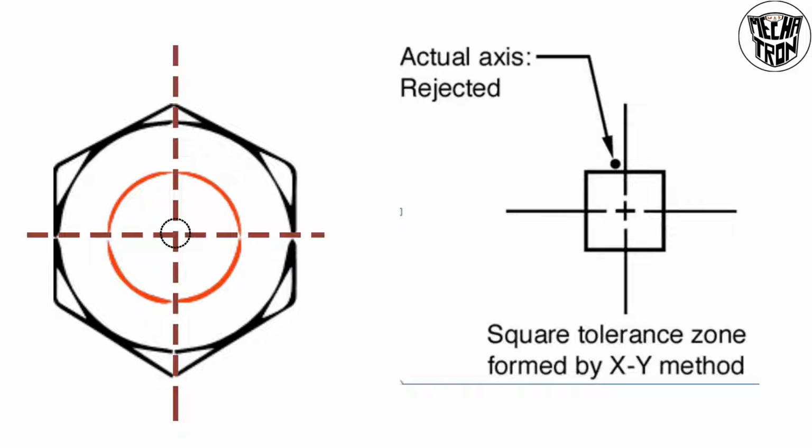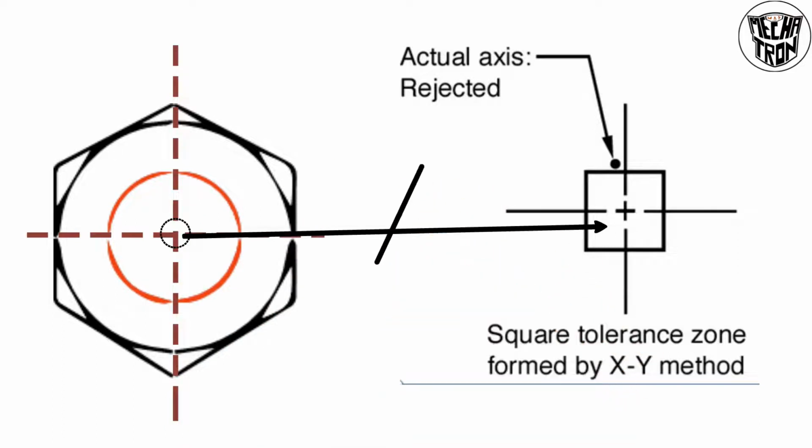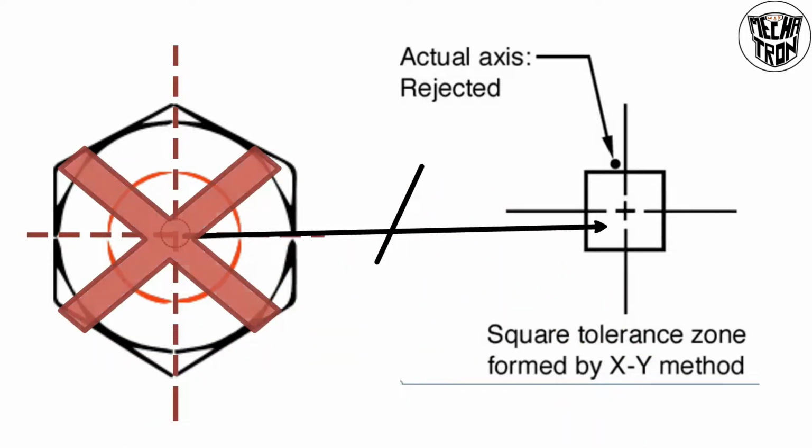If this nut's center axis is located inside the tolerance zone, then the nut is accepted. If it is not inside the tolerance zone, then it is rejected. We will see how to check this by its calculation.